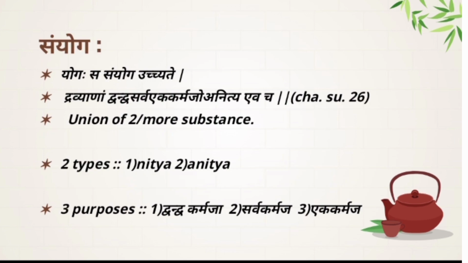Samyoga. Samyoga is nothing but the union or mixture of 2 or more things. Yogaha saha samyoga uchyate dravyanam dvandva sarva eka karmajo anitya evacha. Union of 2 or more substances is nothing but the samyoga. How many kinds of samyoga are there? 2 types, nitya and anitya. Nitya is nothing but the eternal, it can't be separable. Anitya can be separable.